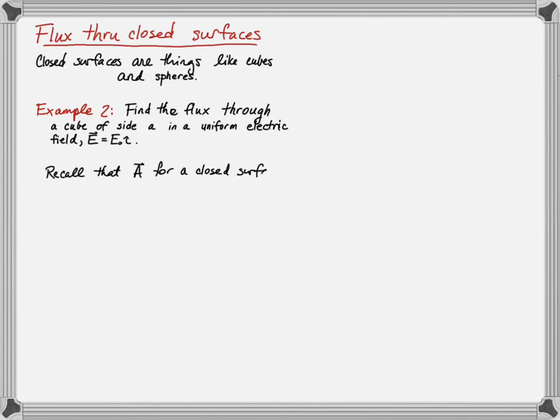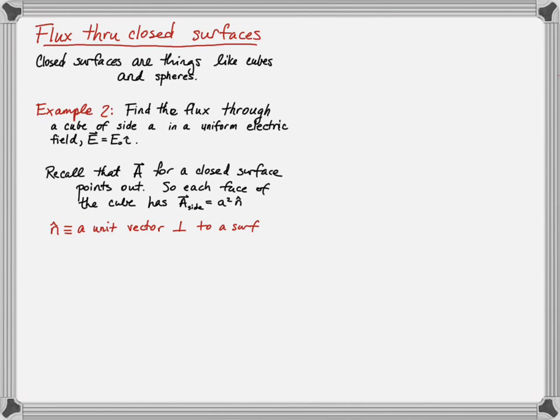Recall that the area vector for a closed surface points out. So each face of the cube has an area vector in a different direction, and it is always normal to that particular face of the cube. I'll draw a picture of this in just a second. The n hat symbol means that anytime you see a hat on a vector in physics, it means unit vector, length 1, and in this case the n means normal. So it's always perpendicular to the surface and it always points out.